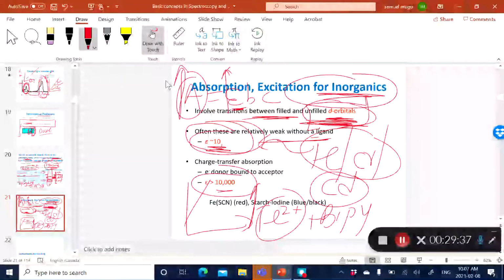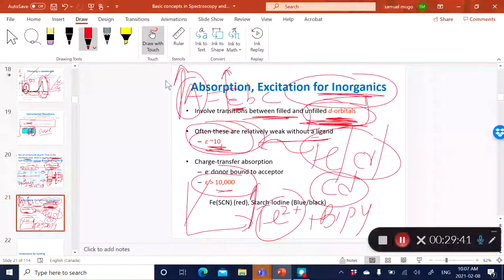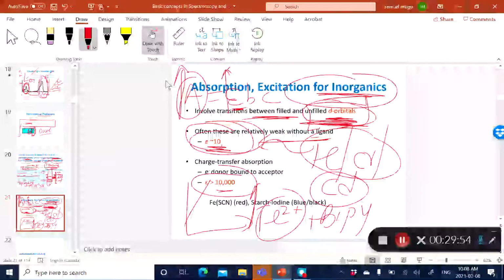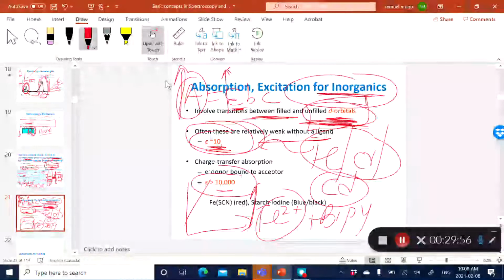So even though you can analyze inorganics, especially the transition metals, without necessarily adding a ligand, the sensitivity is low. As such, you need to complex them using an appropriate ligand so that you can increase the molar absorptivity, and as such, increase the absorbance.